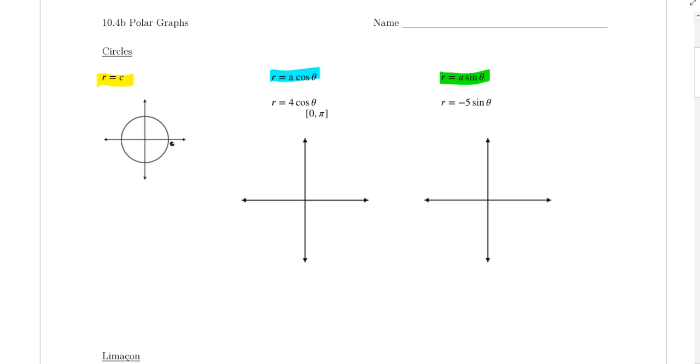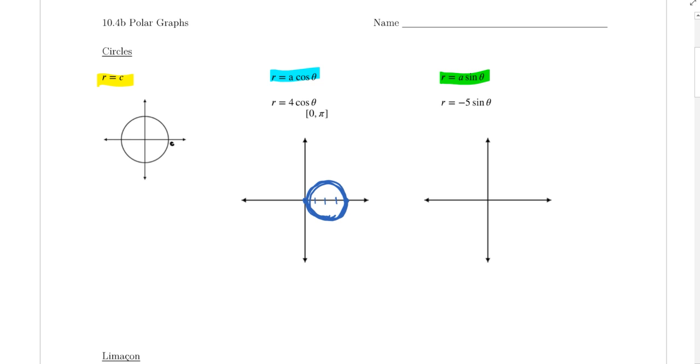So, for instance, if we have r equals 4 cosine theta, if you were to plug in some angles, you would see that we're going to get a circle. If we plug in 0, we're going to be over there at (4, 0). If we plug in pi over 2, we're actually at (0, pi over 2). And if we plug in pi, we actually get (-4, pi), which sends us back to where we originally started. Man, I gotta work on drawing circles. That is not the greatest circle in the world.